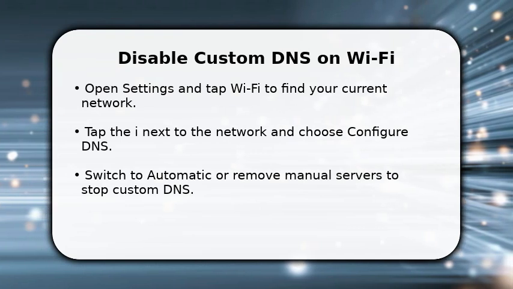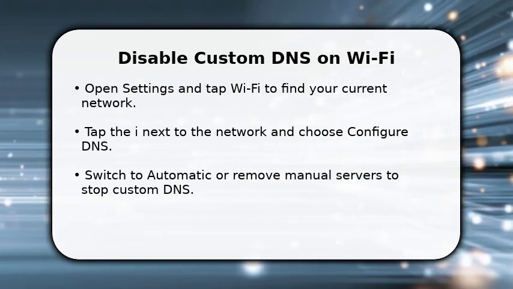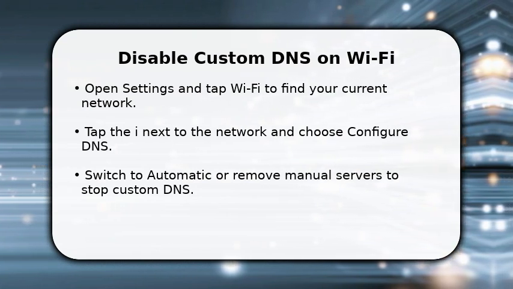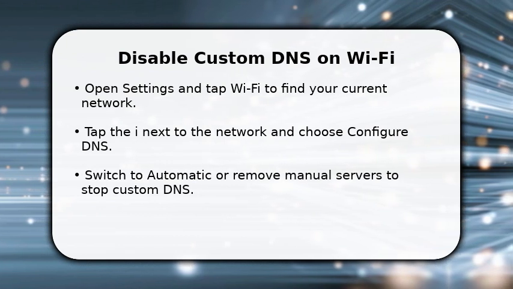Open Settings and tap Wi-Fi to view available networks. Find the network you are connected to and tap the small eye icon beside it. Scroll down and tap Configure DNS to open DNS controls.